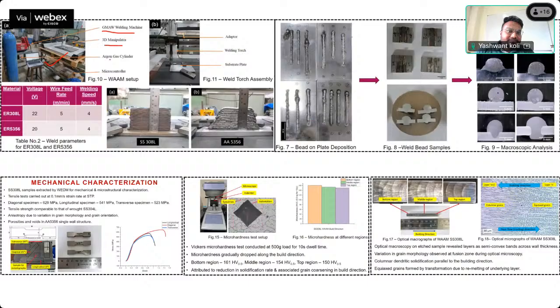So this is the same setup that is developed in IIT Delhi. GMAW machine, 3D manipulators, argon gas cylinder, microcontrollers. This is the WAAM setup. These are the two different materials that he used, ER308L and aluminum 5356. So this is the weld torch assembly. This is the fabricated aluminum alloy and stainless steel alloy.